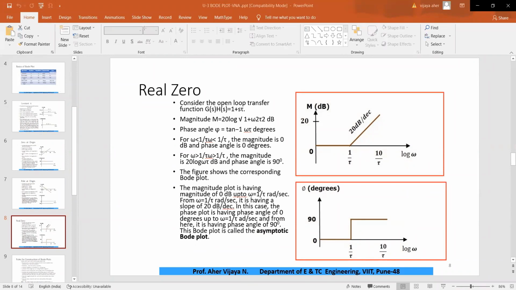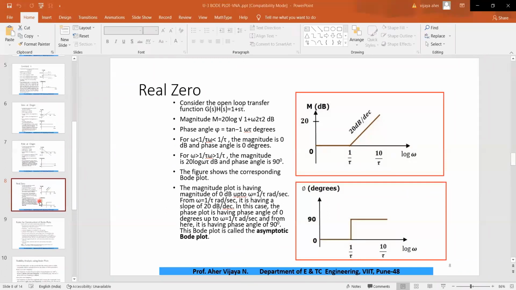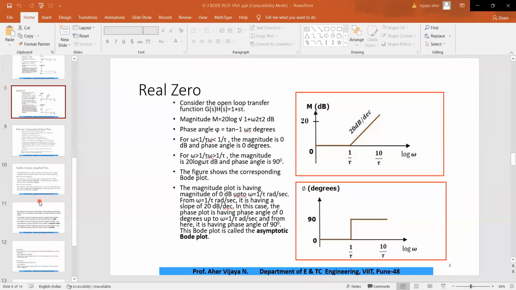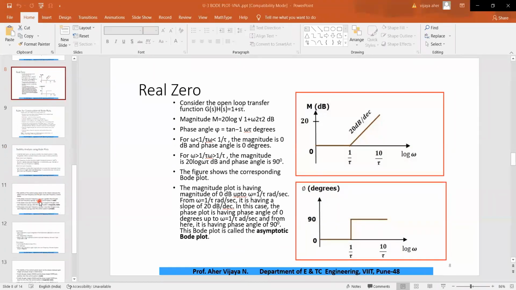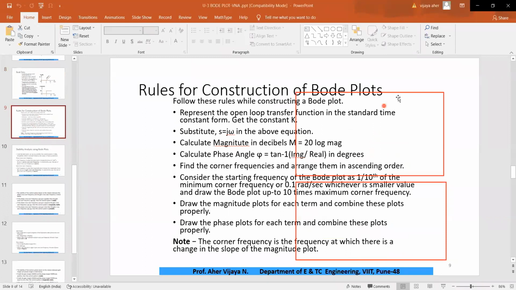Now, any doubt up to this, student? Any doubt up to this? No doubt? Understood? Okay, thank you, Vita. Now let us see the rules. You have to remember this much only.